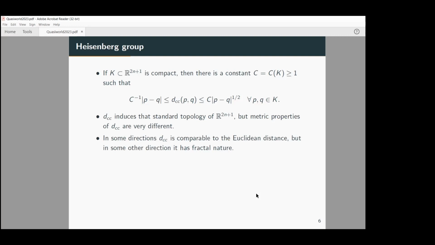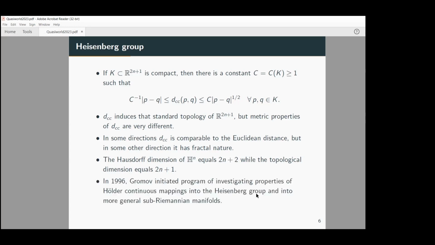In fact, the Carnot-Carathéodory metric is Euclidean in some directions, but purely fractal in some other directions. The Hausdorff dimension of the Heisenberg group is 2n+2, while the topological dimension is 2n+1, because the Heisenberg group is homeomorphic to R^{2n+1}. That also shows that the Heisenberg group is non-smooth, and methods of differential geometry or smooth analysis cannot be directly applied to the Heisenberg group.